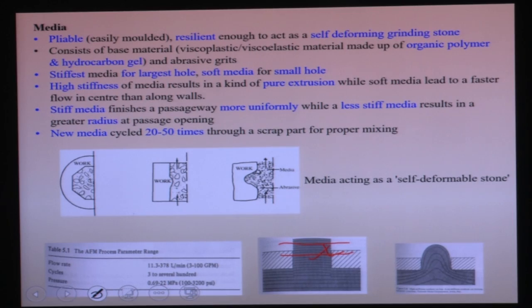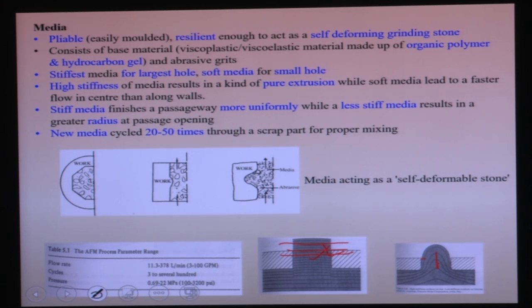Also in that case, in soft media, here you can see the velocity is high at the center and low at the surface. But for stiffest media, the velocity profile is constant everywhere. So for polishing small holes, less stiff media is used. This less stiff media has a high velocity at the center, and at the surface its velocity is less.